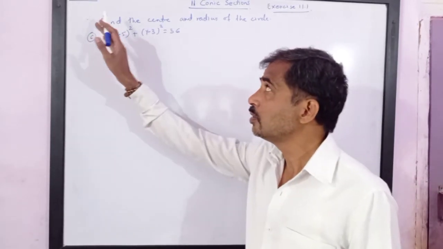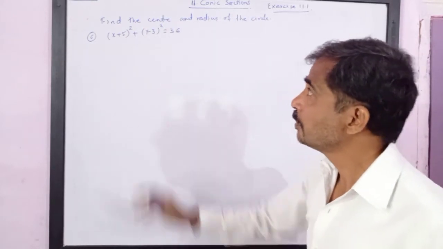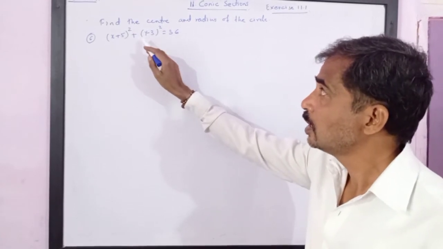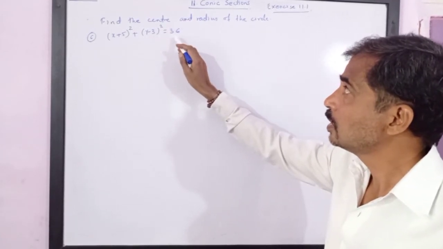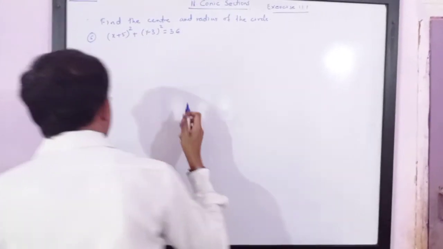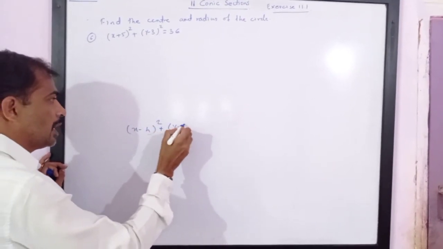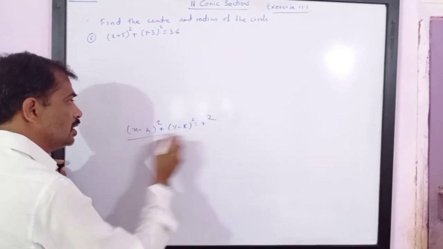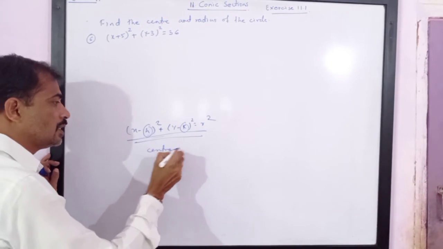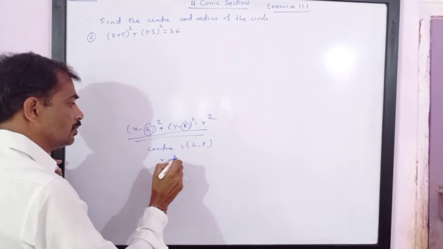Dear friends, we are solving exercise 11.1 of the conic section of class 11. Find the center and radius of the circle (x + 5)² + (y − 3)² = 36. Now we know the equation of a circle. If the equation of the circle is (x − h)² + (y − k)² = r², this is the equation of the circle. It means (h, k) is the center of the circle. In this case, center is equal to (h, k) and radius is equal to r.